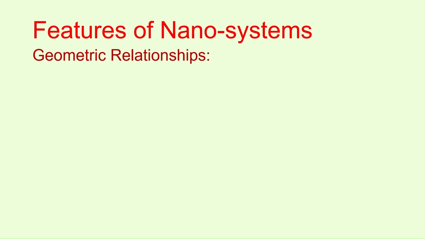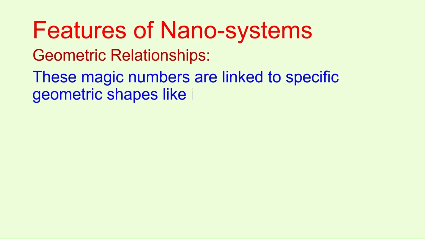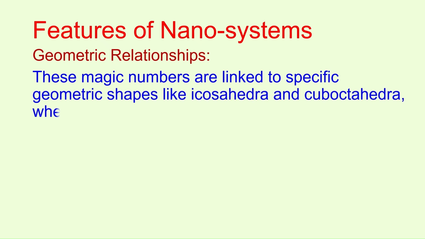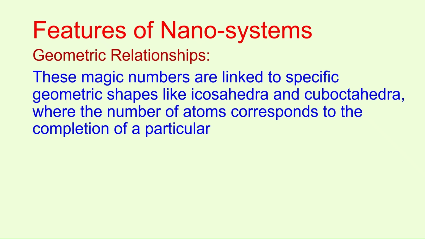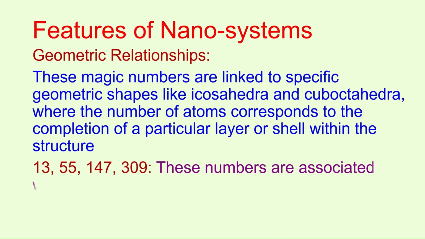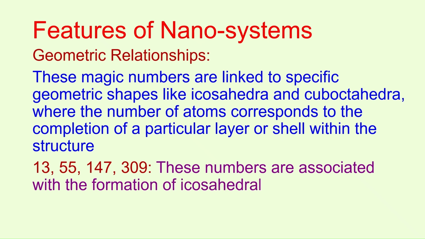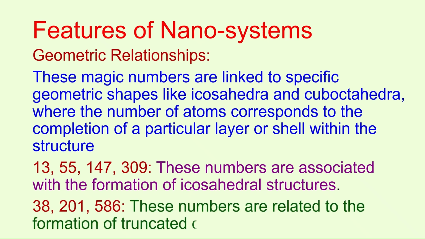Geometric relationships. These magic numbers are linked to specific geometric shapes like icosahedra and cuboctahedra, where the number of atoms corresponds to the completion of a particular layer or shell within the structure. 13, 55, 147, 309. These numbers are associated with the formation of icosahedral structures. 38, 201, 586. These numbers are related to the formation of truncated octahedra structures.